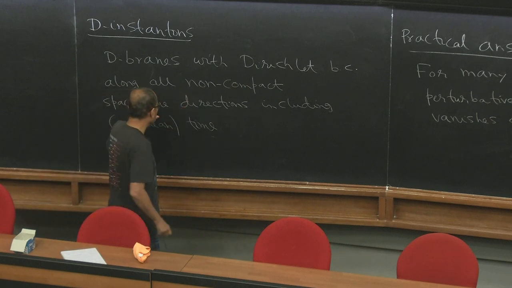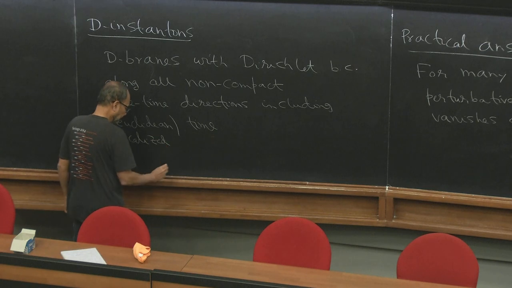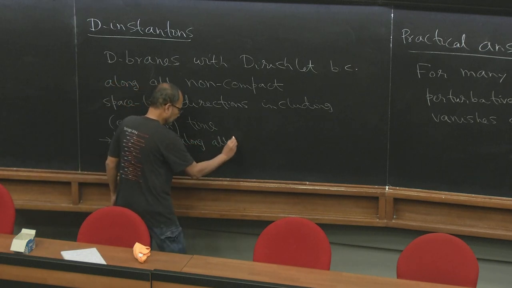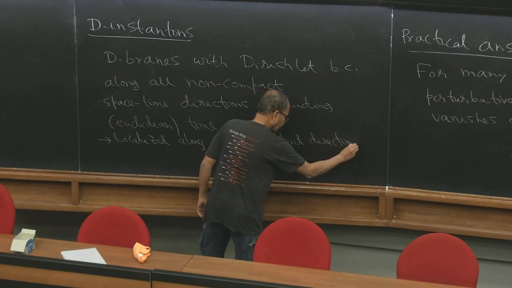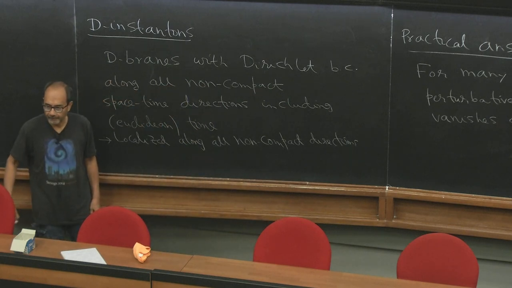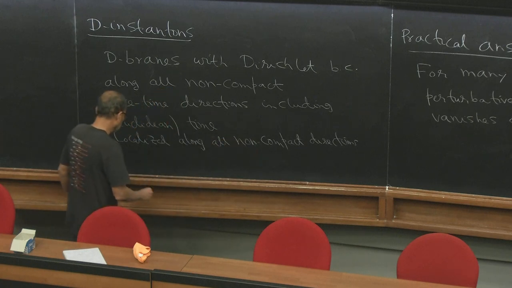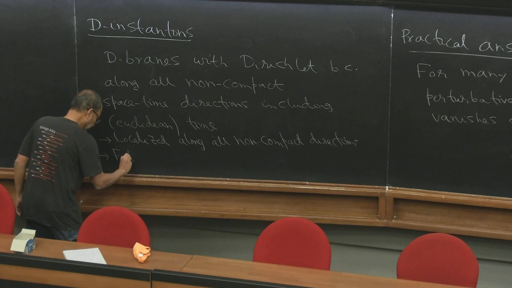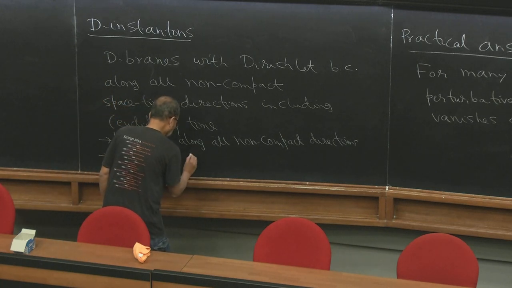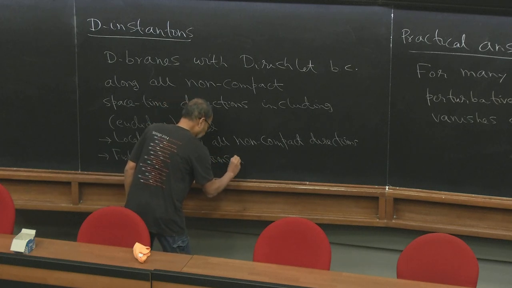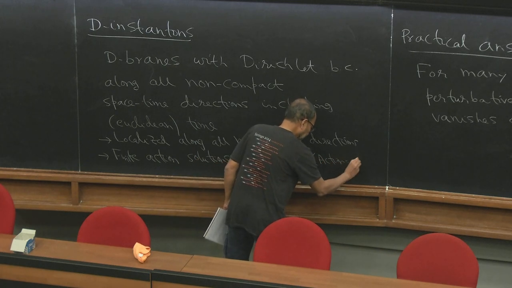But because you are putting the Dirichlet boundary condition on the non-compact directions, this means that these are localized along all non-compact directions. Okay, in particular, it's localized at some particular value of time. And because these are localized along all non-compact directions, they describe finite action solutions in string theory. Okay, and the action has the form some constant over g_s.